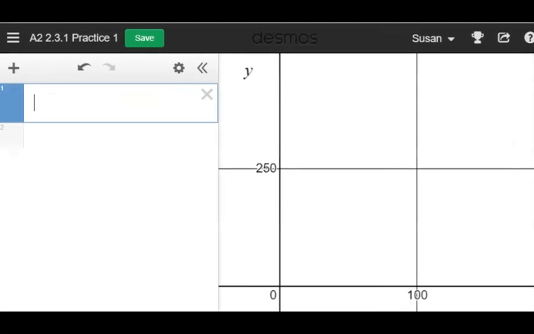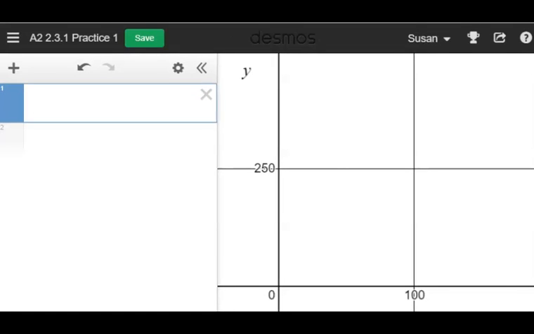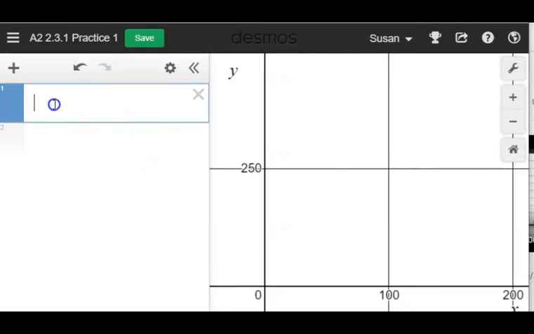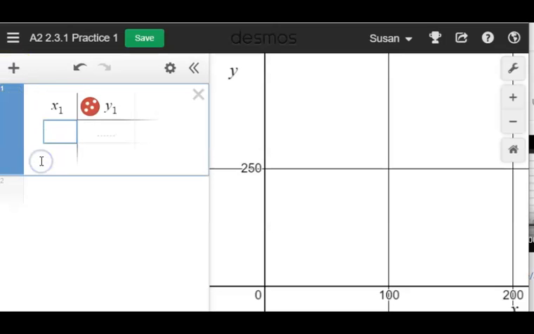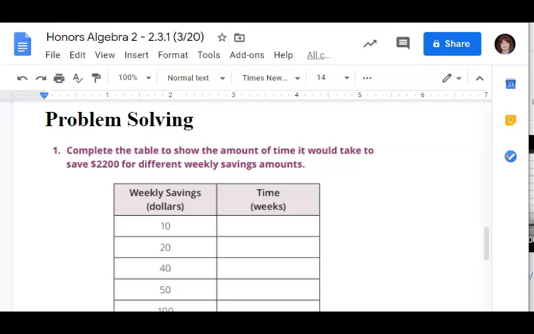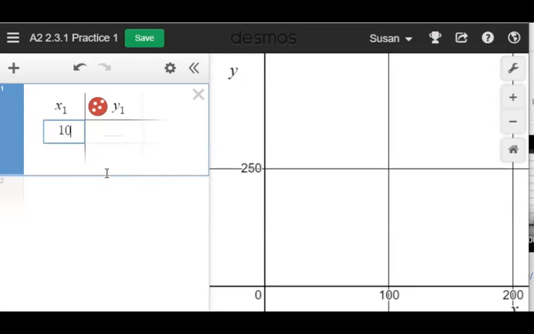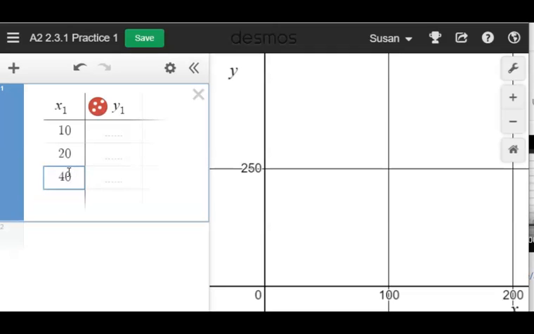Let's take, I'm going to drag this in, and let's do this. Let's add a table. And in list 1, let's put the first amount that you were given, which was $10. It's 10, 20, 40, 50, and 100. So let's just go ahead and put all those. 10, 20, 40, 50, 100.